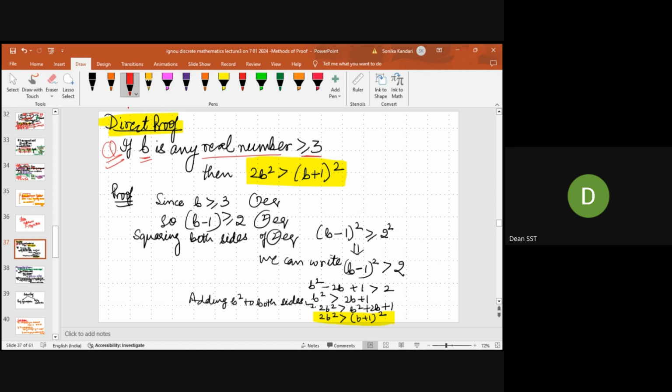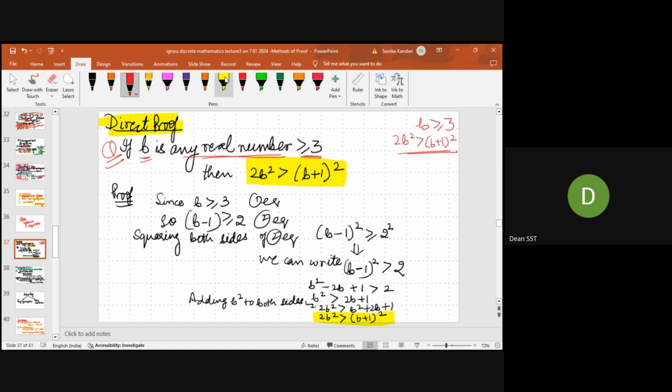Do you know what a real number is? Yes. What is a real number? Minus infinity to plus infinity. Fine. So B is any real number which is greater than or equal to 3. And you have to prove that 2B square is greater than (B plus 1) square. Just prove it. How will you prove?